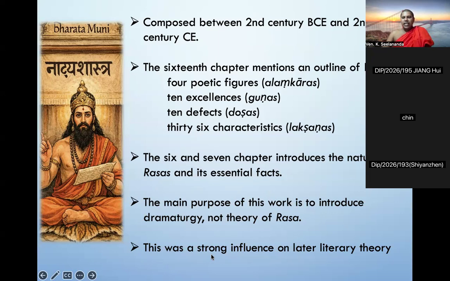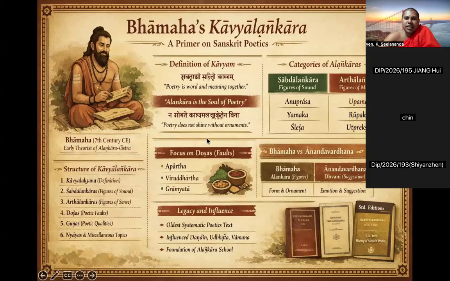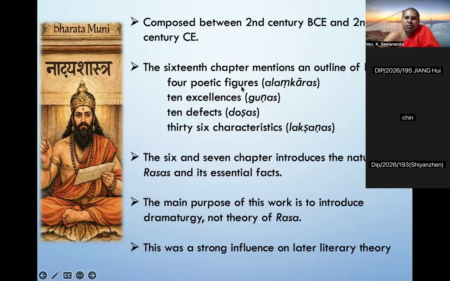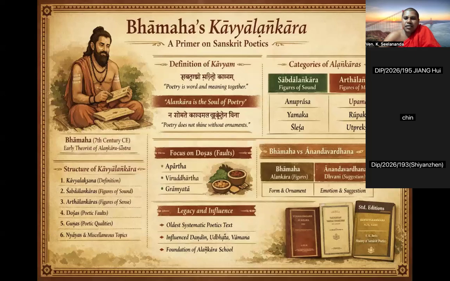This was a strong influence on later literary theory. Bharata Muni's Natya Sastra is a strong influence on later literary theory. For example, the 4 poetic figures. Bharata Muni explains only 4 poetic figures, but later, in Bhamaha's period, you can see here Bhamaha's Kavya Alankara, the 4 poetic figures improved to 35 poetic figures. This is only 4, but Bhamaha explains more than 35 poetic figures.